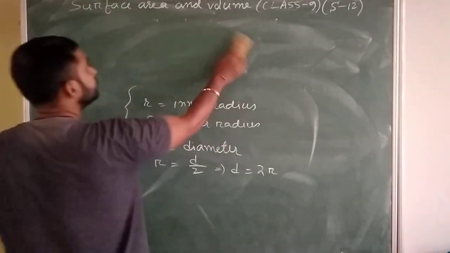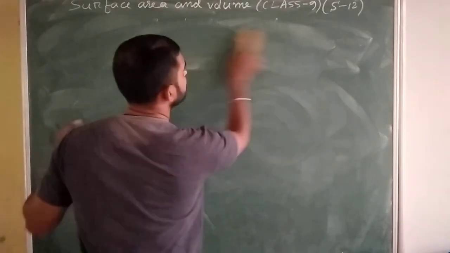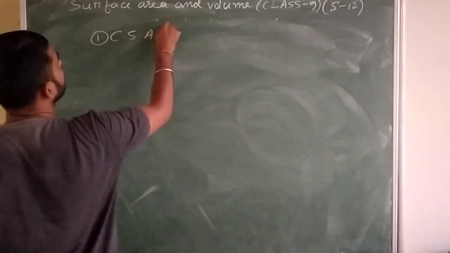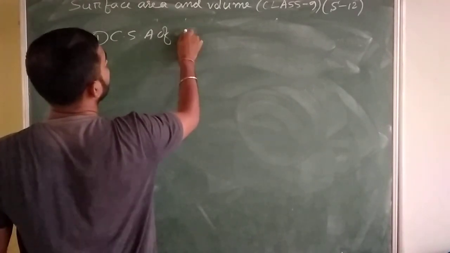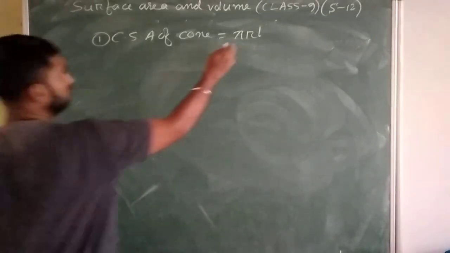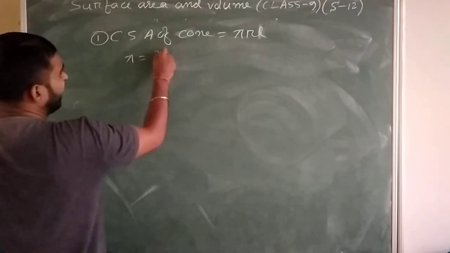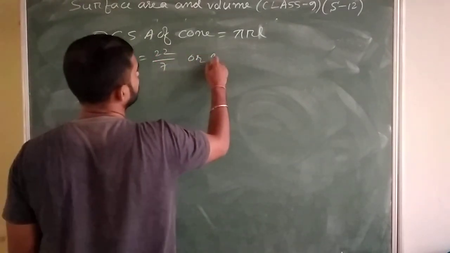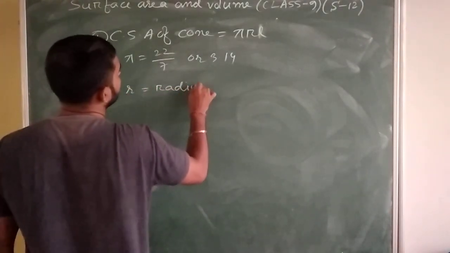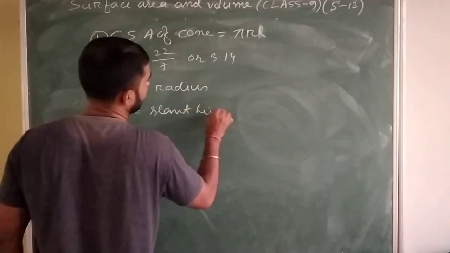Now cone. Curved surface area of cone is equal to pi r l. Pi r l. Pi, the constant, equals what? Either 22/7 or 3.14, which will be given in the question. The main thing is r. r is the same as the cylinder radius, and l equals slant height. l equals what? Slant height.